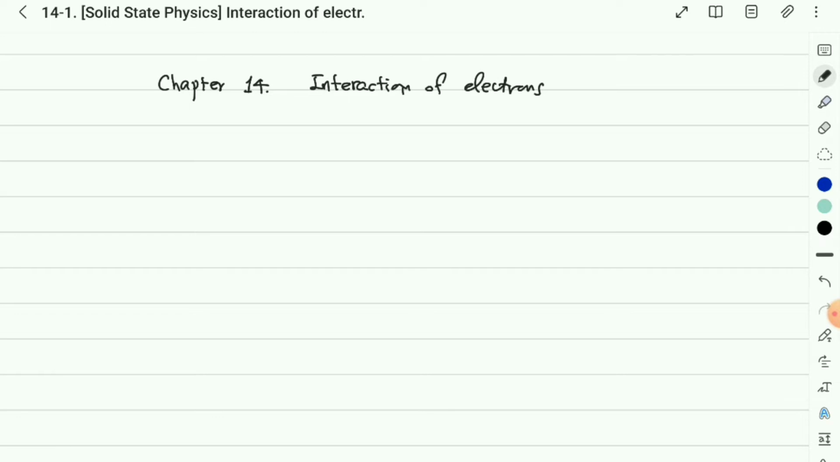But in a real situation, there are various interactions. For example, electron-ion interaction, electron-electron interaction, electron-lattice interaction, electron-phonon interaction, spin-spin interaction, and so many interactions. Solid-state physics deals with various kinds of interactions in solids. And therefore, we cannot deal with all of them.